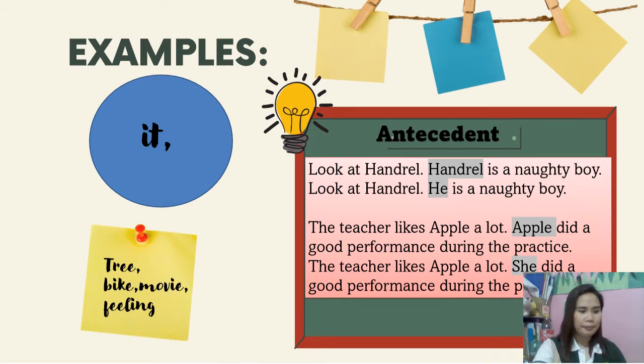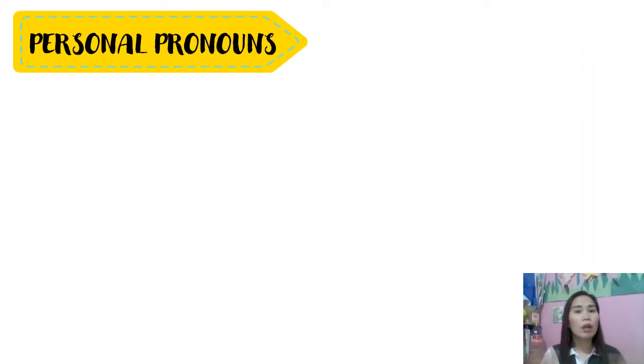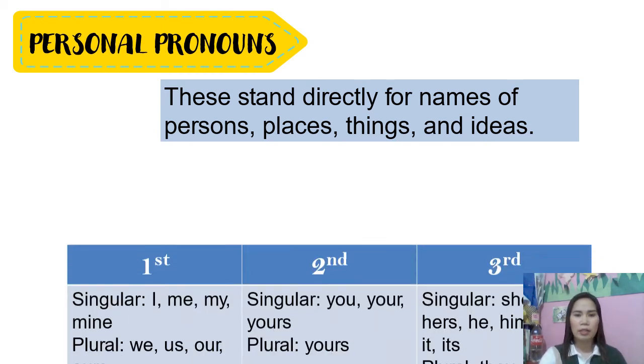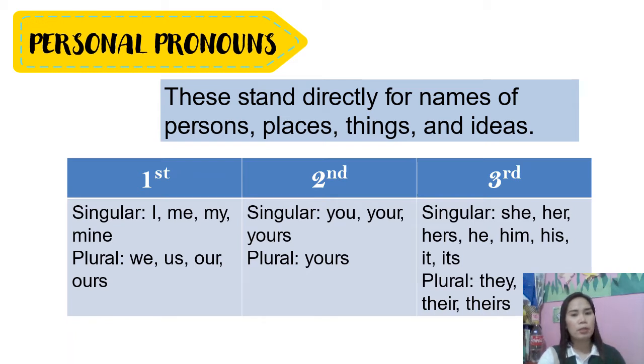There are a few different types of pronouns and some pronouns belong to more than one category. First, we're going to discuss personal pronouns. These stand directly for names of persons, places, things, and ideas. We have the first person, the one who is speaking, the speaker. The second person is the listener, and the third person is the one you are talking about.